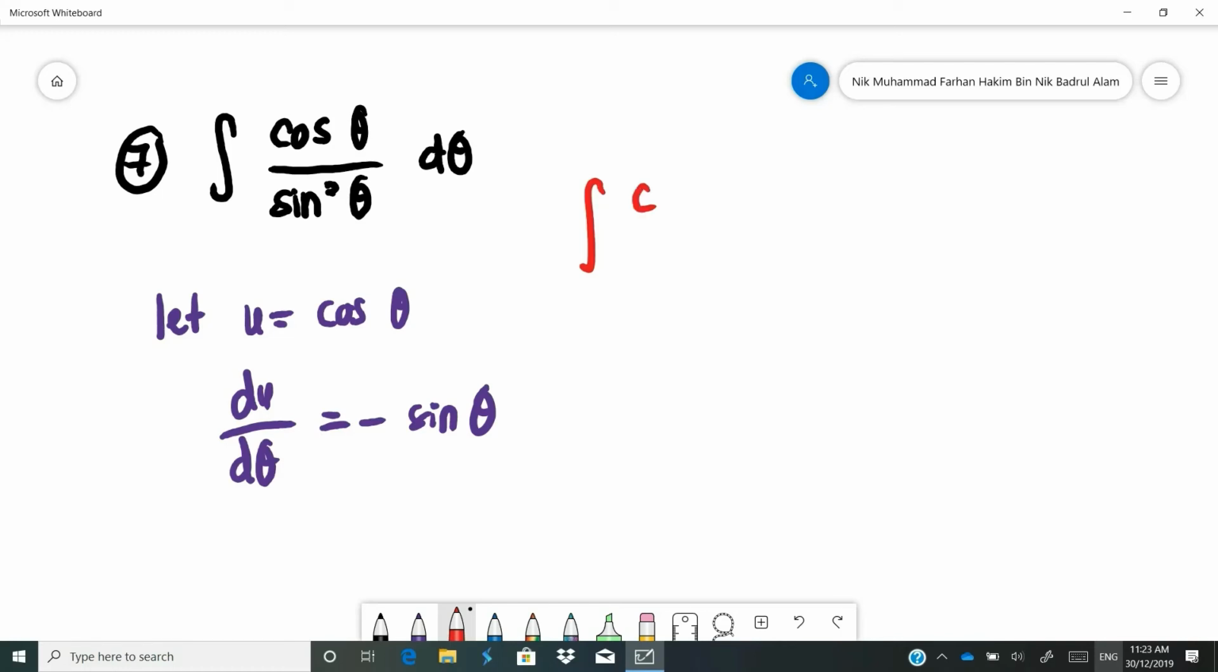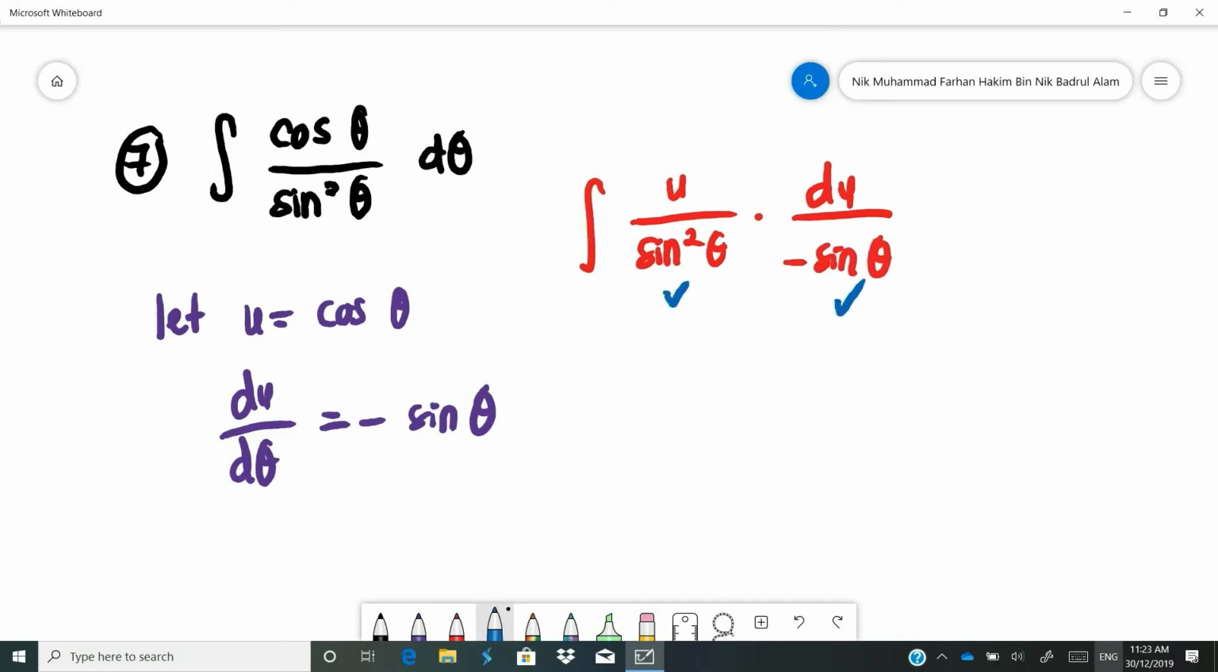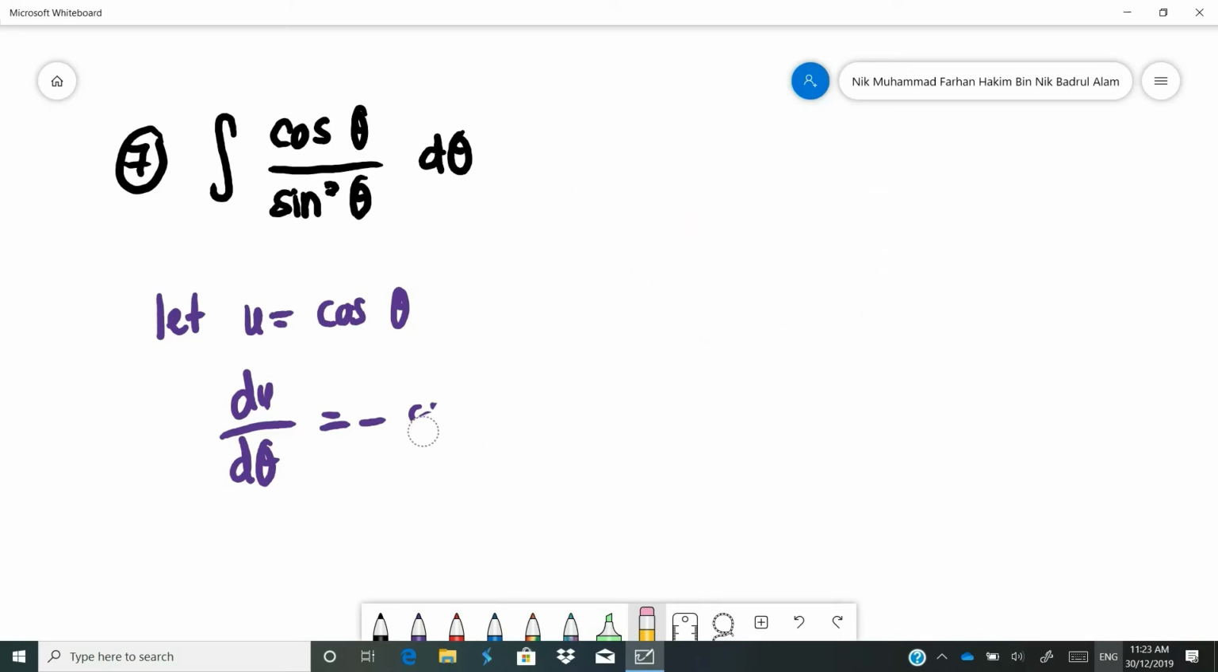So you'll have cos theta, which is let as u already, so sine squared theta. And then du over d theta gives d theta as du over negative sine theta. You cannot cancel this sine theta with the sine theta here. So what does that mean? Meaning that your choice was wrong.